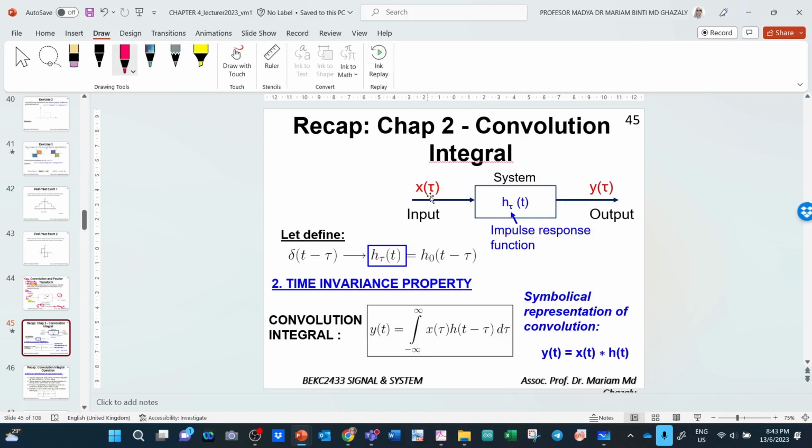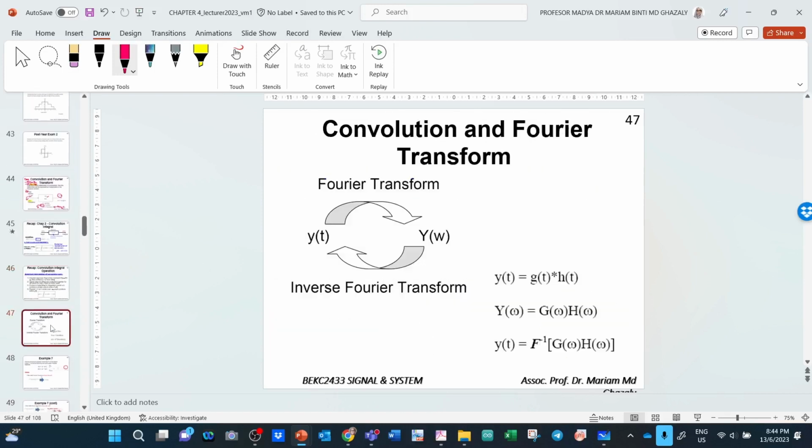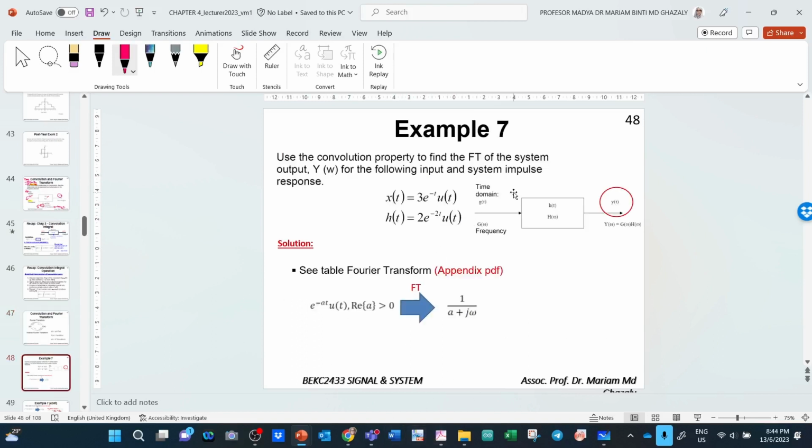Just a recap on what you have learned in convolution integral last time: it's in time domain. x(t) is the input, h(t) is the system or impulse response, so find y(t) in time domain. In the Fourier transform, you convert everything in time domain to frequency domain, do the calculation, and then reverse it back to time domain. Time domain into frequency domain is called Fourier transform, and inverting it back is the inverse Fourier transform.